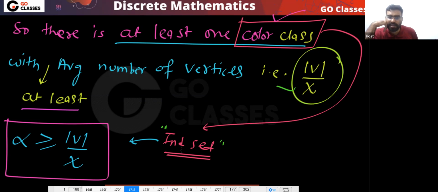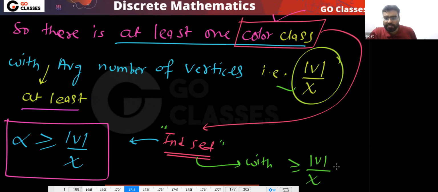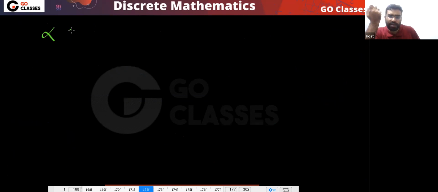This color class is an independent set. So we have an independent set with at least these many vertices. So what can we say about the independence number? The largest independent set will be greater than or equal to this. So I can say alpha is greater than or equal to number of vertices divided by zeta.